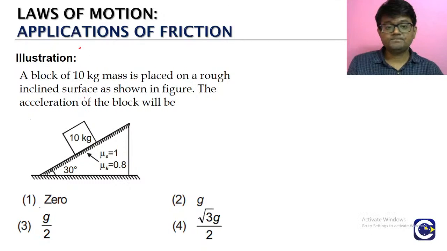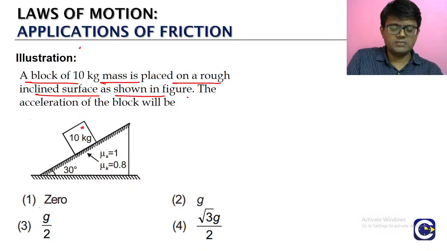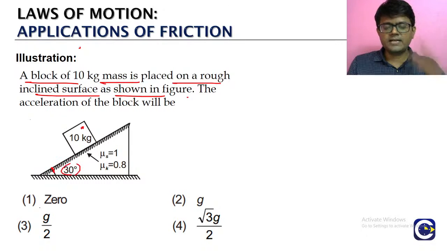Look at this. A block of 10 kg mass is placed on a rough inclined surface as shown in the figure. Like the way they have represented the figure, you can see this is the 10 kg block. It is put on the inclined plane. What is the angle of this inclined plane? 30 degrees.